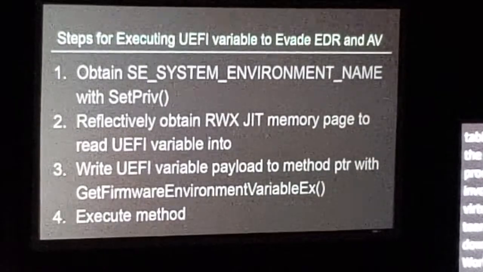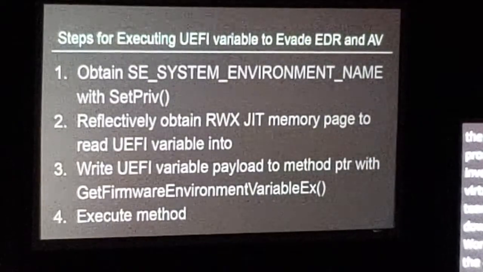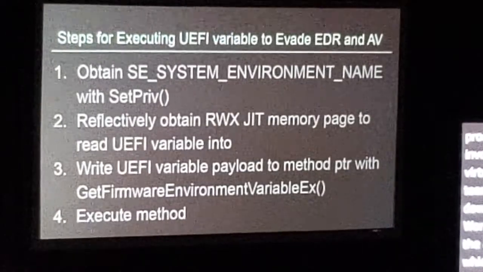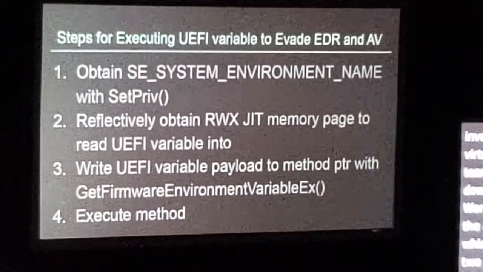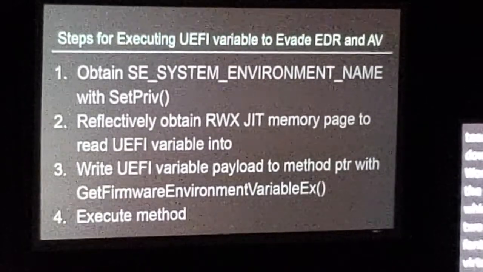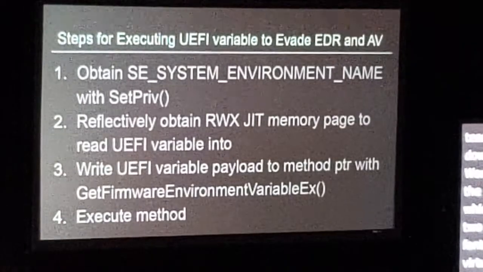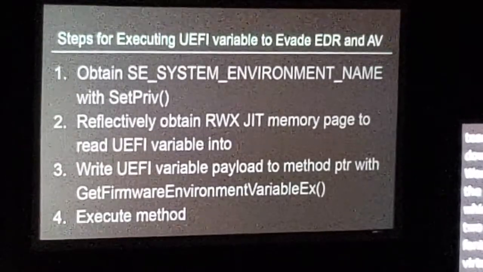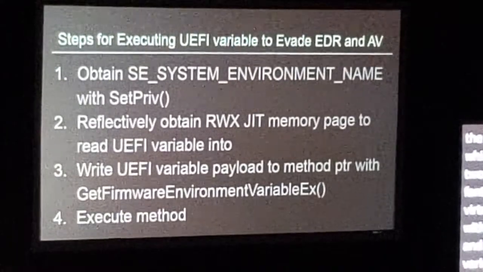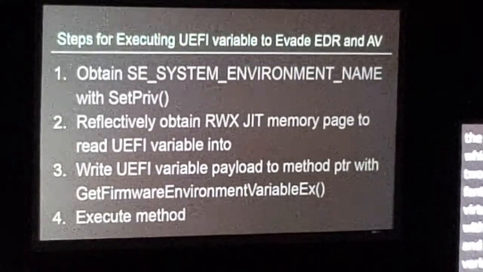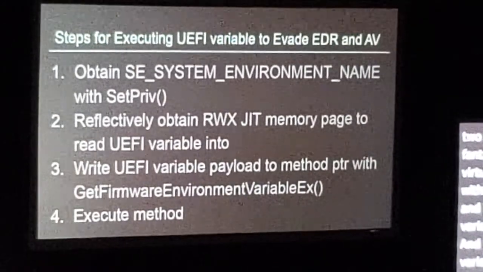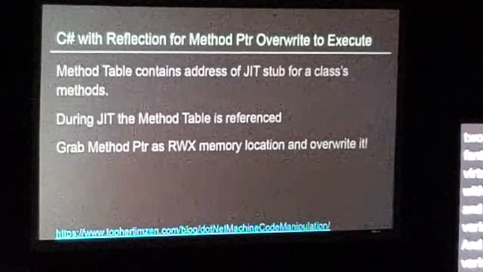But fear not, the CLR and C# is fantastic for malware, so instead of doing any virtual calls, we're gonna use reflection within C# to obtain RWX JIT memory, which just-in-time compilation leaves as RWX memory pages, if you're not familiar with it, to read the UEFI variable into. Then we're gonna write the UEFI variable into a method table pointer, and then we're gonna execute the method as if nothing ever happened. So those are the steps. I'm gonna go through that in detail because that was probably a little bit jarring.